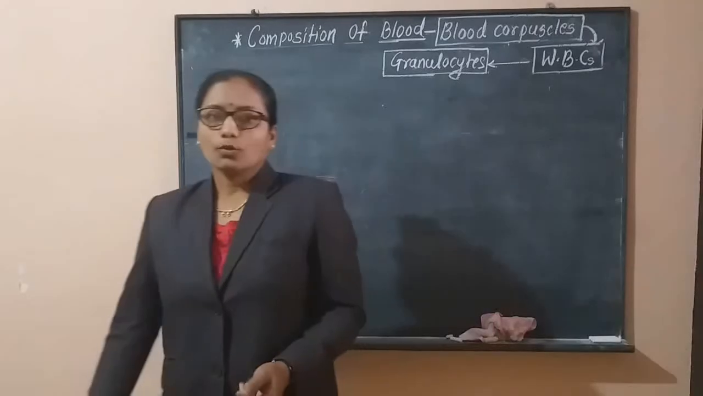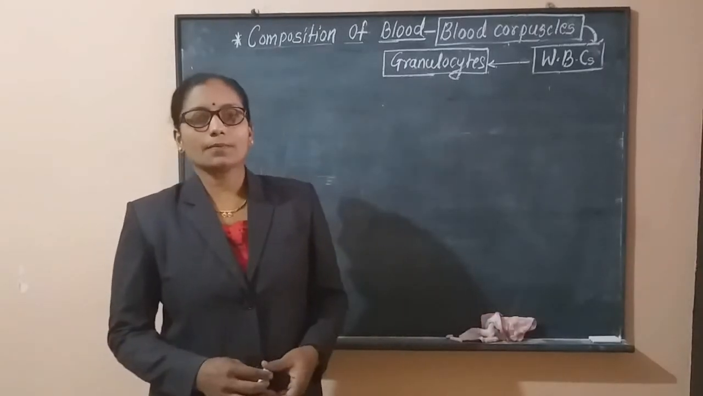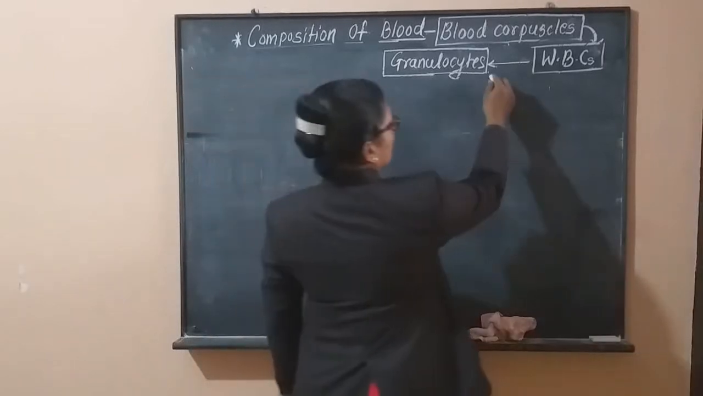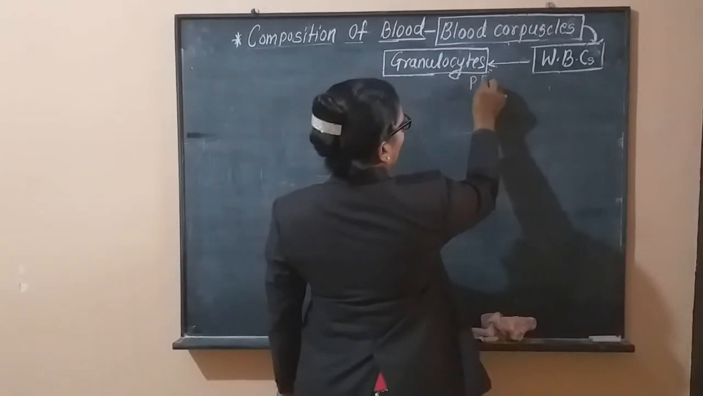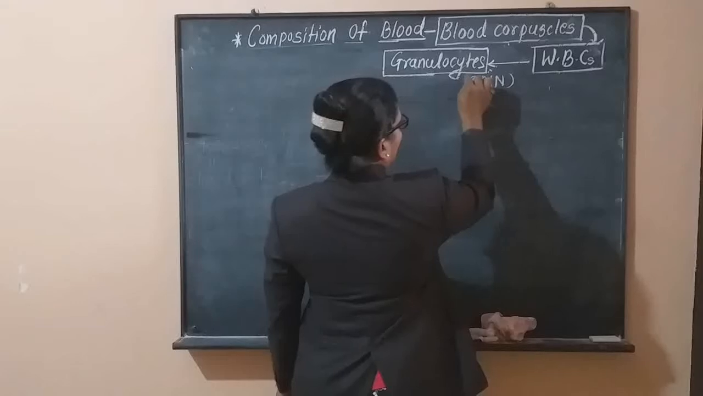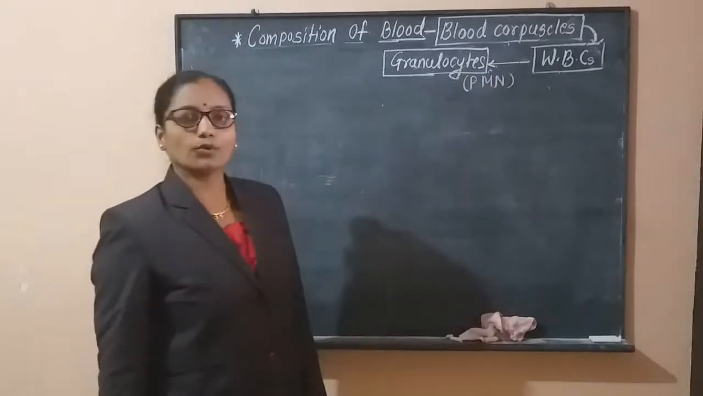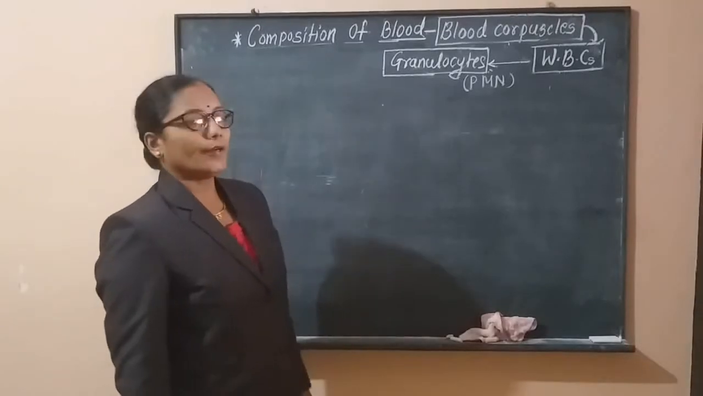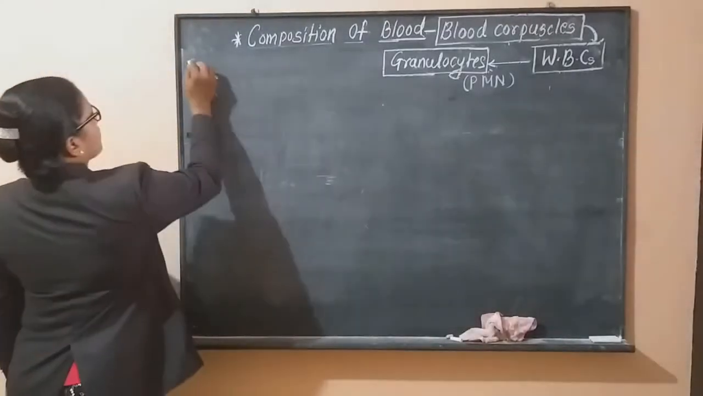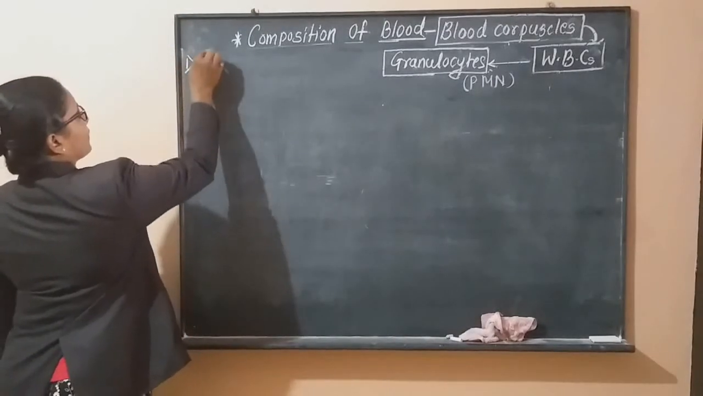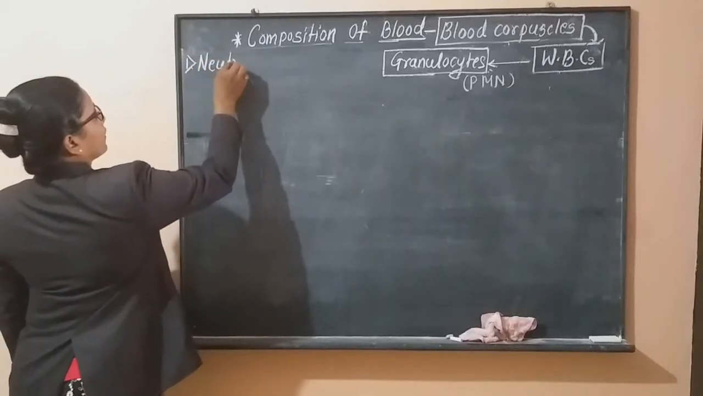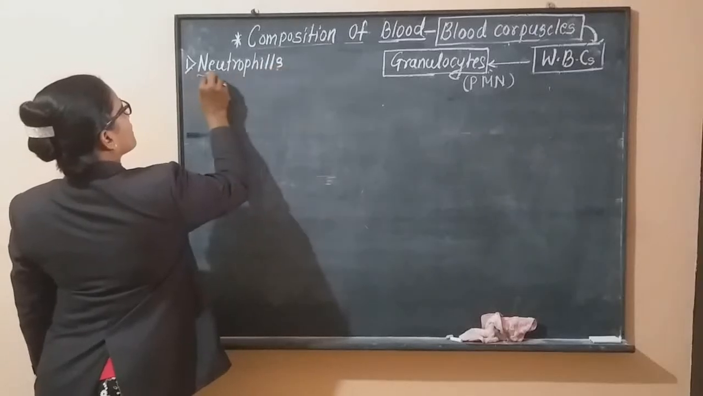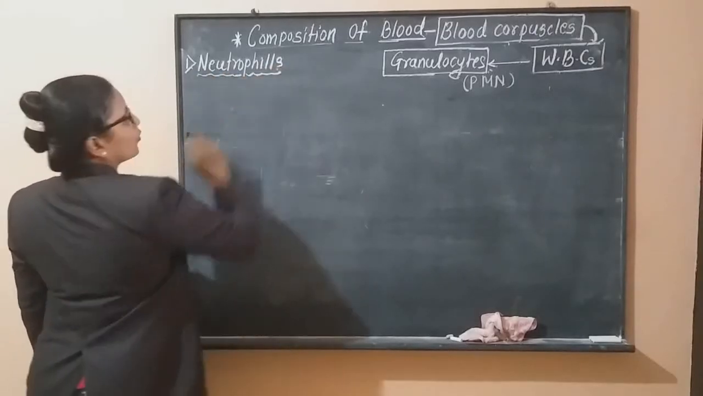In case of the WBCs, the first type is called granulocytes. These granulocytes are also called PMN cells, that is polymorphonuclear cells. Now these granulocytes are divided into three types. The first type of blood cell is called neutrophils.